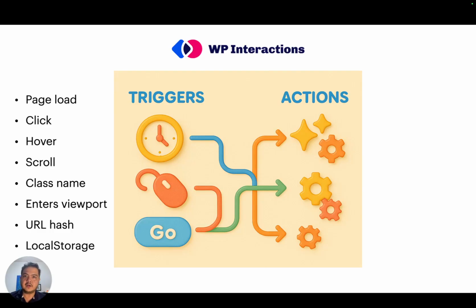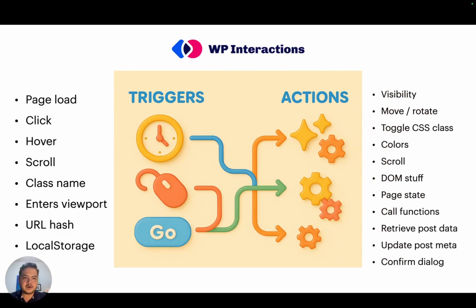And then we also provide actions. And these are things that you can perform after something gets triggered. So these do things in the front end and also in the back end. So you have your visibility, so things getting hidden or getting shown, visually moving things or rotating blocks. You can also toggle CSS classes, remove them, add them. You can change text colors or background colors.